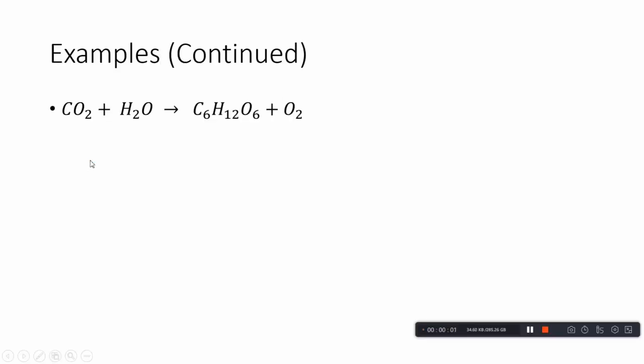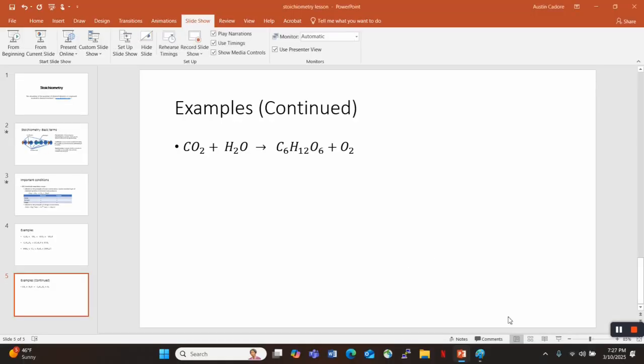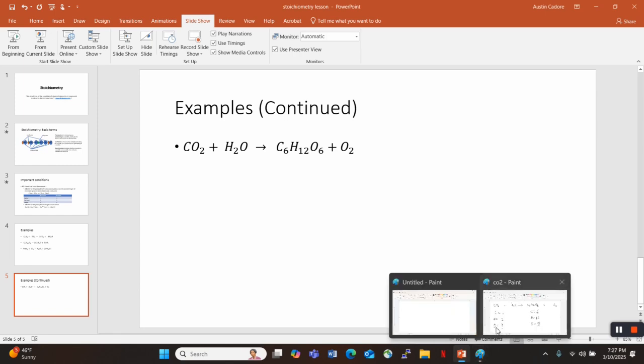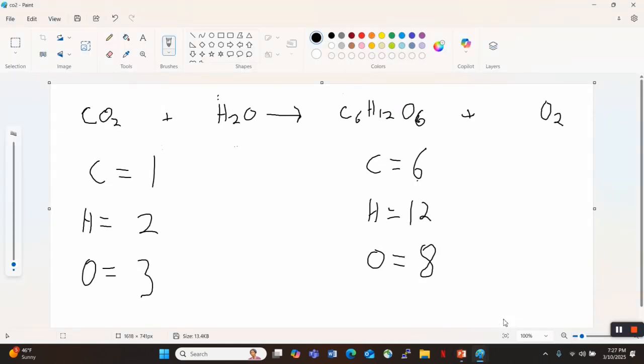So our last example is photosynthesis, in which water and carbon dioxide come together to give us glucose and diatomic oxygen. So we are going to go about this example the same way we went about the others. We begin by writing out mass balances for the reactant and product sides of our equation. On the reactant side, we have one carbon, two hydrogens, three oxygens. On our product side, we begin with six carbons, 12 hydrogens, and eight oxygens.